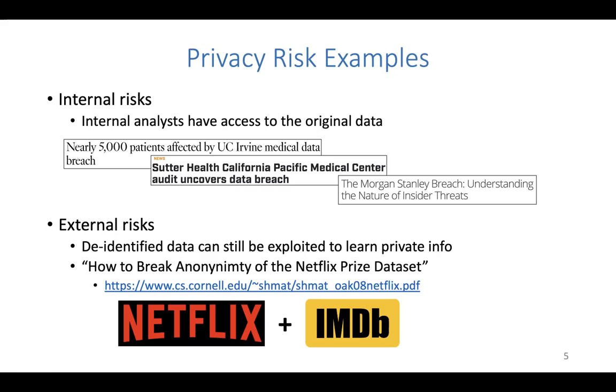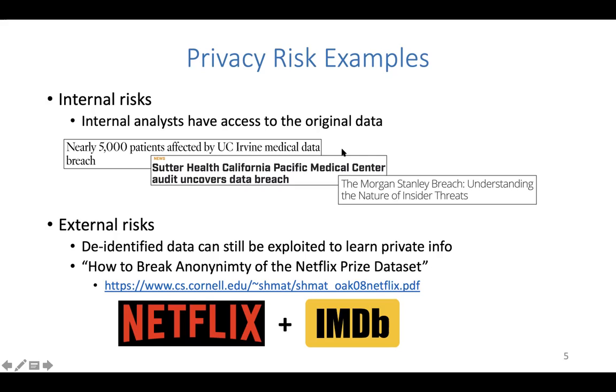Again, analysts employed by Sutter Health had access to too much data, basically. That was uncovered by an internal audit. And the Morgan Stanley breach was also something of an inside job. So understanding the nature of insider threats: there's always a threat that someone in your organization or company might have access to too much private data, and that could lead to privacy risk. So that's internal risk.